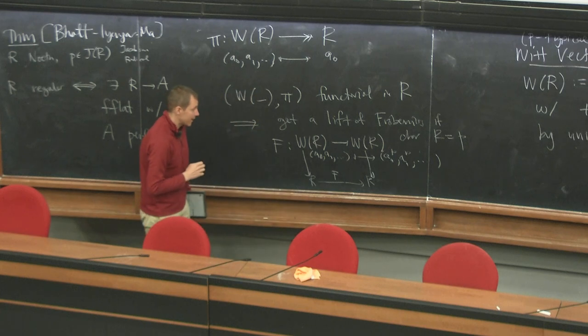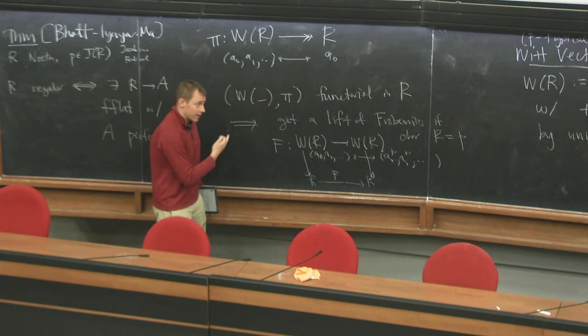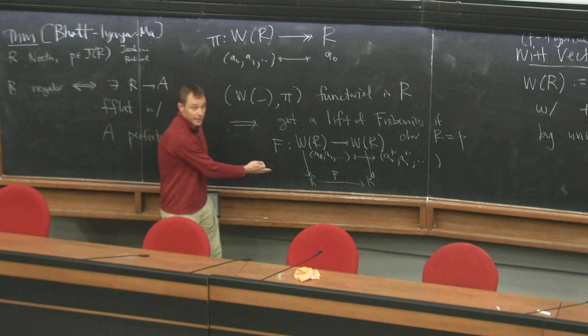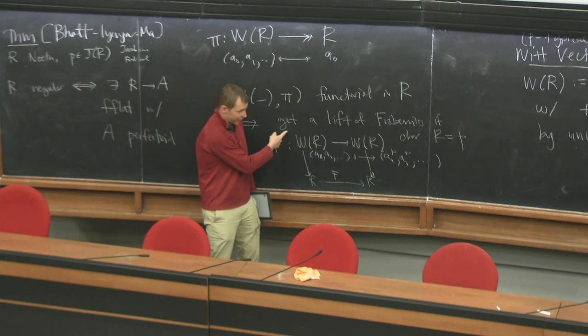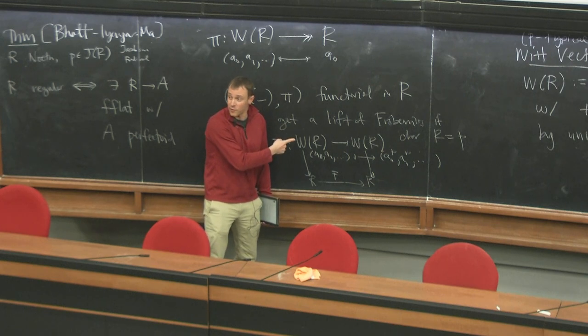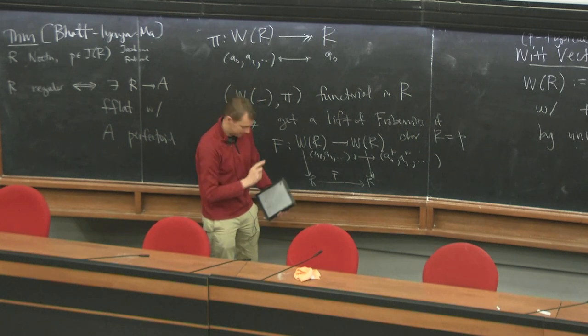In particular, note in the same vein that if Frobenius is an isomorphism, i.e. R is perfect, then the lift of Frobenius up here also gives me an isomorphism for the same reason. So the inverse map will also give me the inverse.